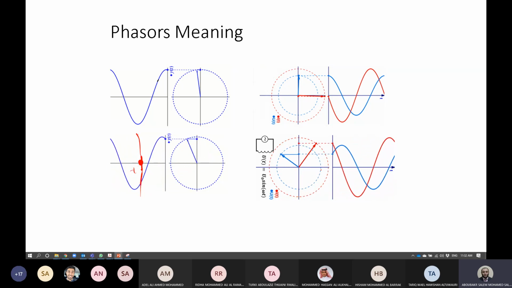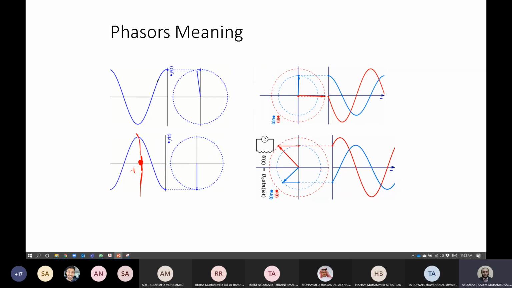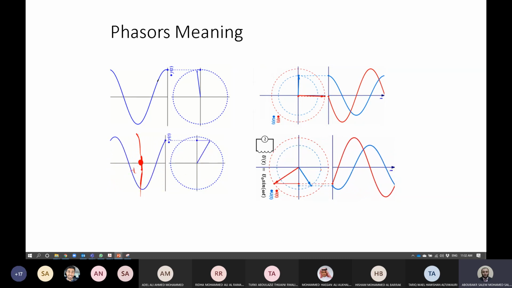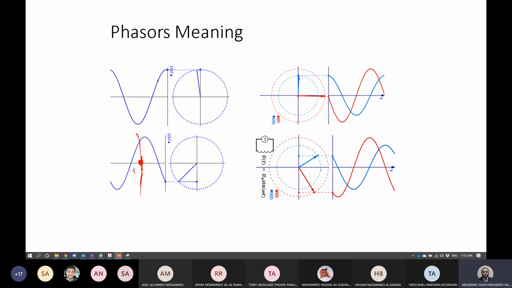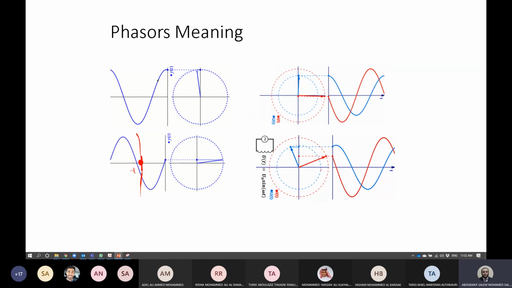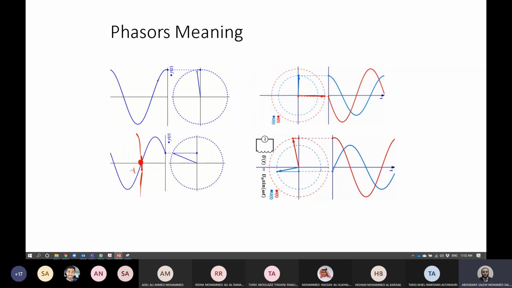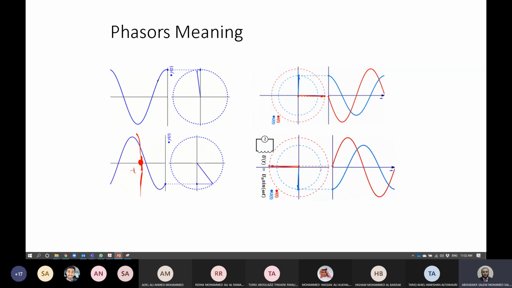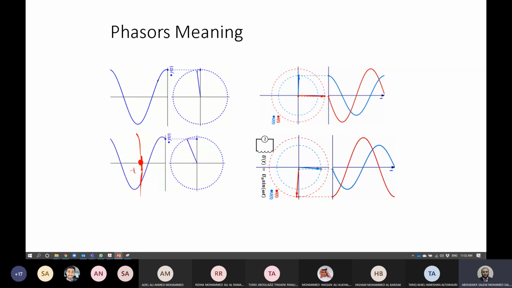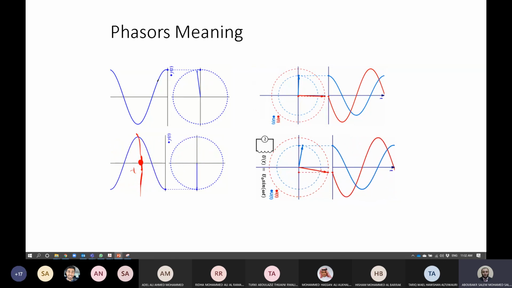So if you could simplify your computation, this will help you a lot to simplify the control model and also to simplify the coding on the digital controllers. So this is the aim now, why we need to use the reference frame theory.